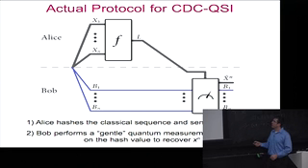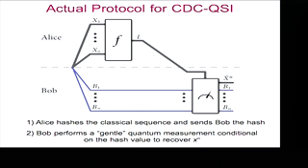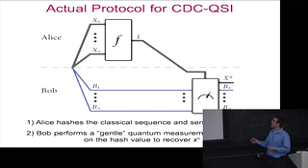Okay? So the way the actual protocol will work is that the source gives some sequence to Alice, and then she performs a hash of this sequence. And you can think of a hash as just that.